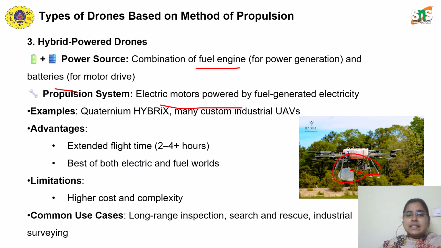The advantage is a flight time of 2 to 4 plus hours, the best of both electric and fuel worlds, but the limitation is that it is quite costly and complex. Common uses: we can use it for long-range inspection and search and rescue systems. If we have a landslide or forest fire in those areas, we can use it for rescue.